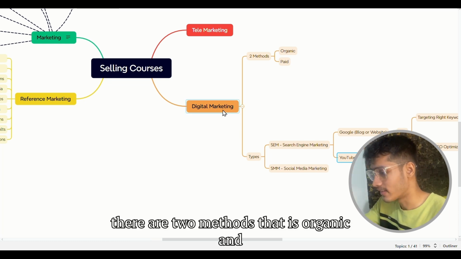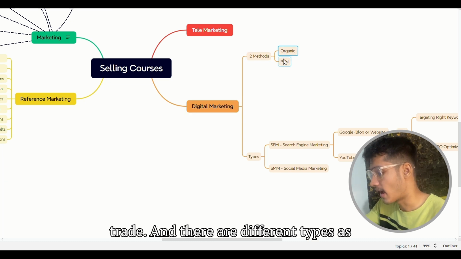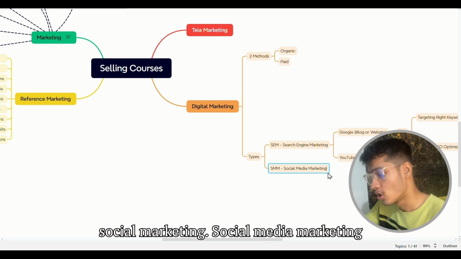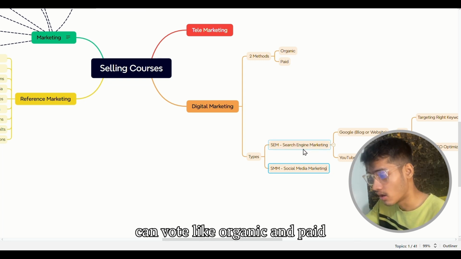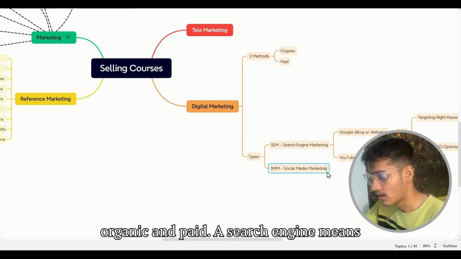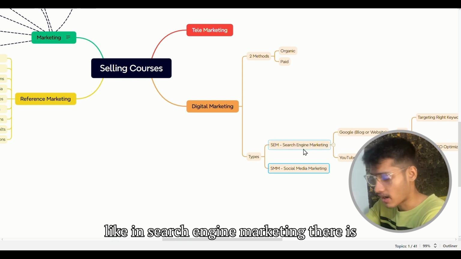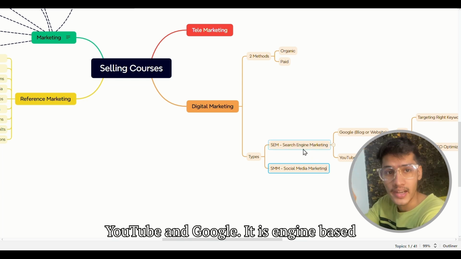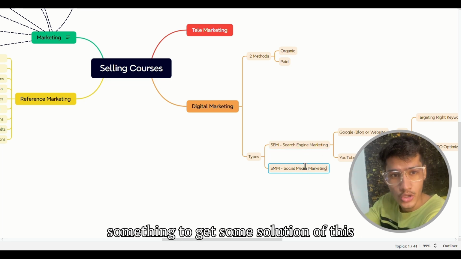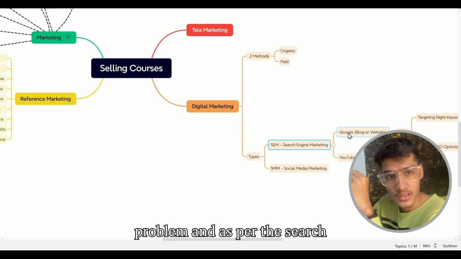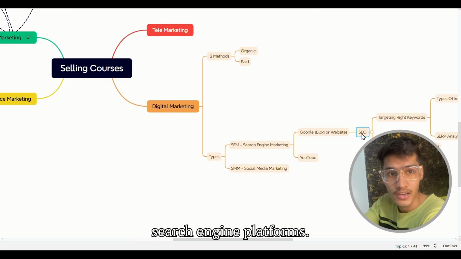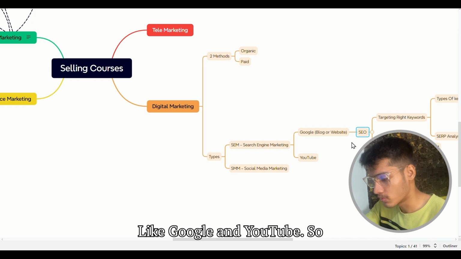So there are two methods, that is organic and paid, and there are different types as well, like search engine marketing and social media marketing. Social media marketing can be organic and paid, and even SEM as well. In search engine marketing, there are YouTube and Google. These are search engine-based platforms where users search for something to get a solution to their problem, and as per the search, they get the results. So that is called search engine platforms, like Google and YouTube.